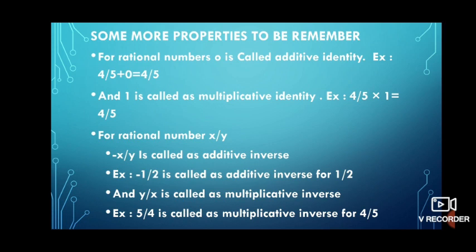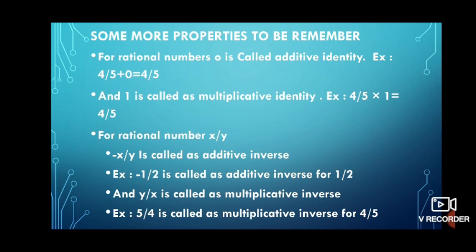Now some more properties to be remembered, children. As I told you, the identity property. What is meant by identity? For example, if you do any operation with some number, then you have to get the same number as a result. Here only addition and multiplication have an identity property. Subtraction and division do not.